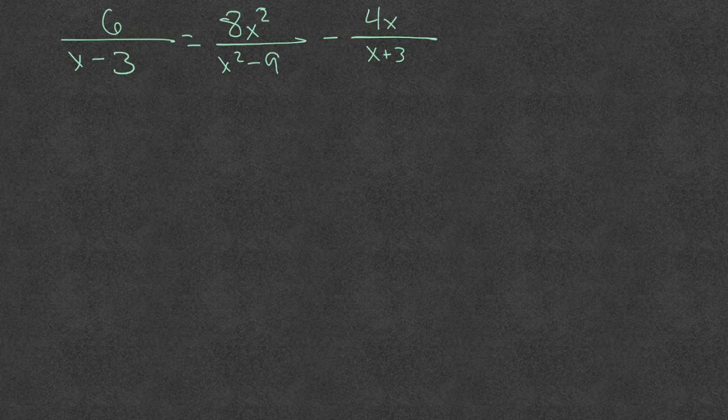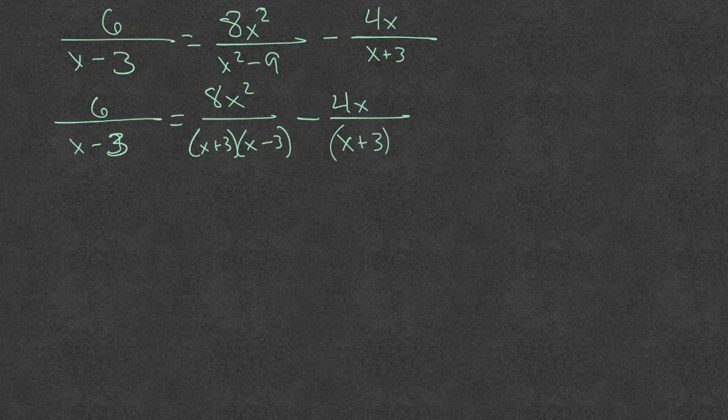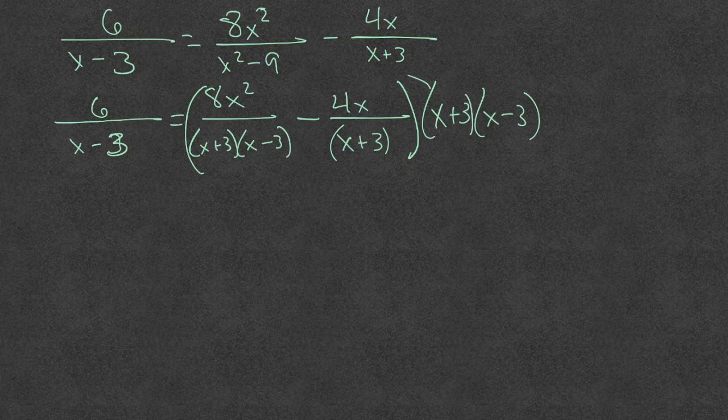I'm going to go ahead and factor. So this left-hand side is factored all the way. And then you get 8x squared over x squared minus 9, which is a difference of squares. That turns to x plus 3, x minus 3, minus 4x over x plus 3. Now, using fraction busters, I need to multiply both sides by my least common multiple, which is going to be x plus 3, x minus 3. I'm putting parentheses around that whole piece because you need to remember to distribute it to both parts.